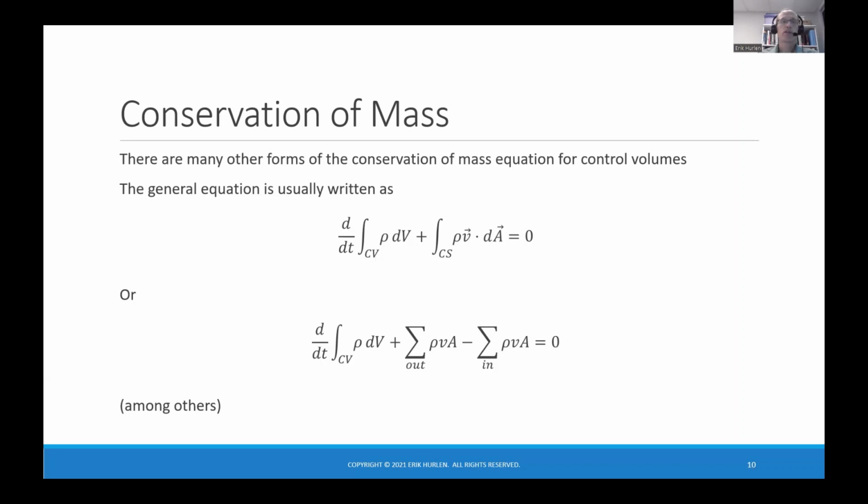Using the average velocity, this integral over the control surface becomes a sum of mass flow rates coming in and out, as seen down here. And there are many other options as well.